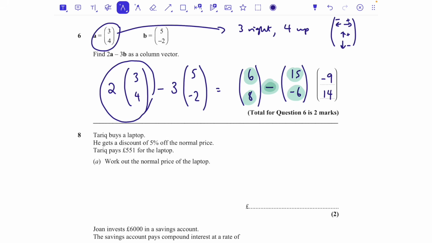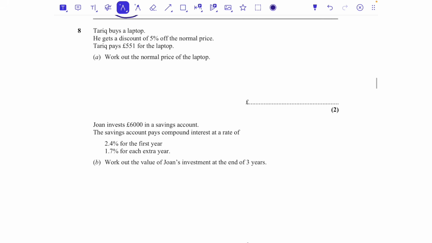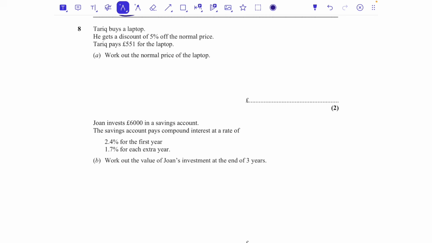Question number 8. Tariq buys a laptop. He gets a discount of 5% off the normal price. Tariq pays £551 for the laptop. Work out the normal price. Okay, so this is reverse percentages. He has had 5% taken off, which means that £551 equals 95%. That is 95% of the value. So we need to work backwards here.